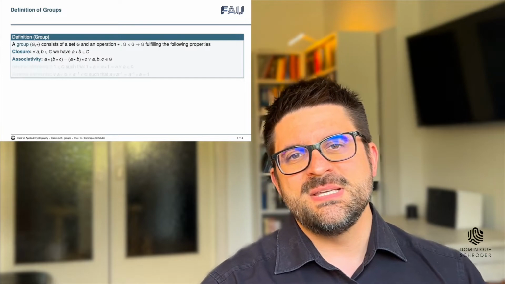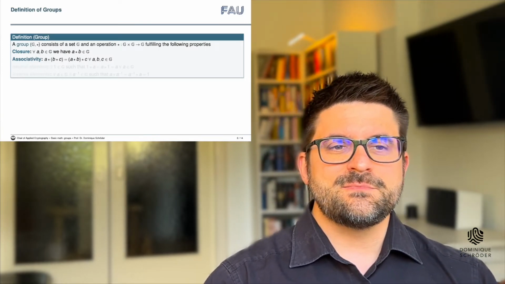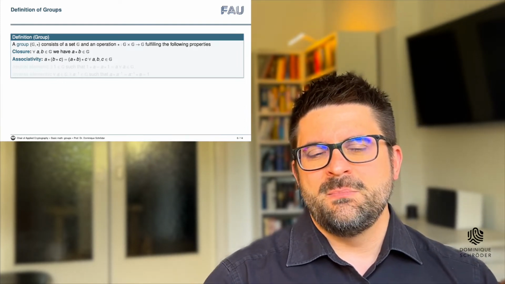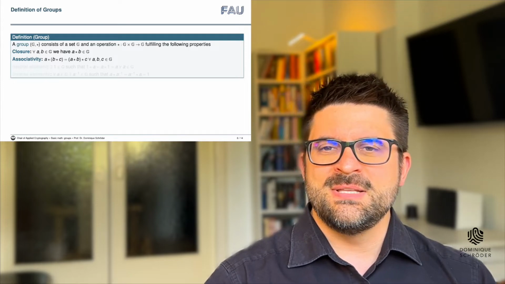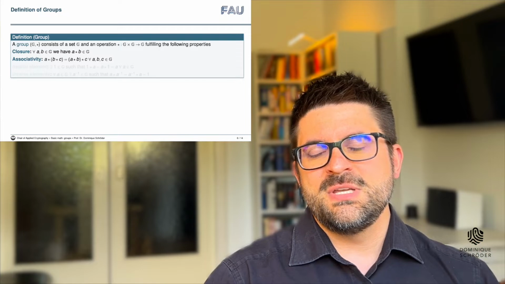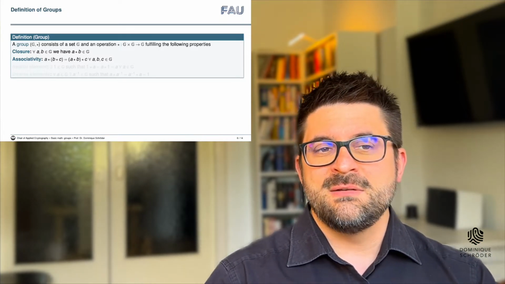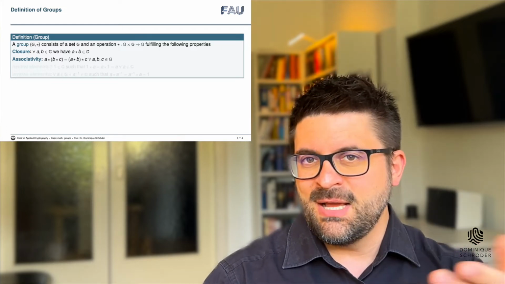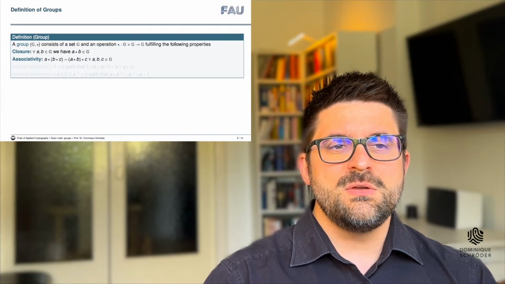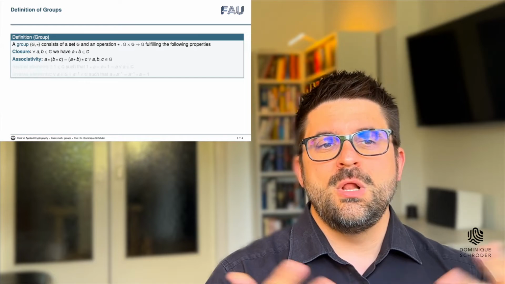The second property is called associativity. And it essentially means that the ordering in which you apply the operation is not important, which means if you have three elements, A, B, and C, out of G, then you essentially can first apply the group operation to A and B, and then the result again apply to C, or you do it the other way around, which means you essentially apply the group operation to the other two elements in different order, you will always obtain the same result.